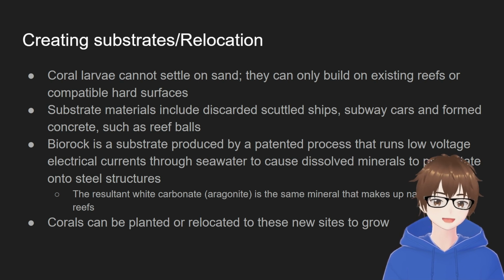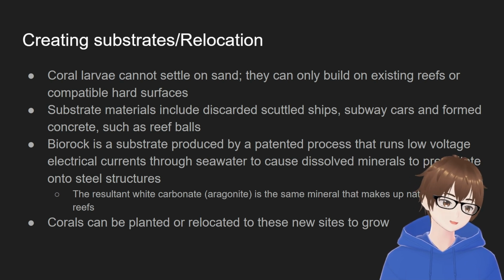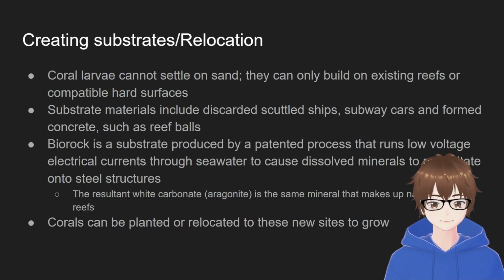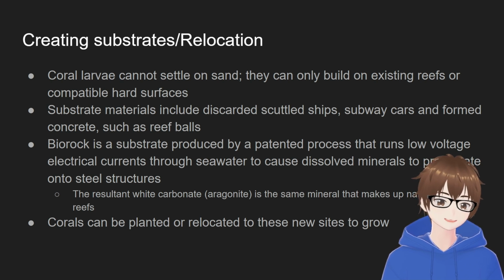Then there's also biorock, which is a substrate produced by a patented process that runs a low voltage electrical current through seawater, which causes dissolved minerals to precipitate onto steel structures. This results in white carbonate or aragonite, which is the same material that makes up natural coral reefs. This white carbonate attaches to the steel structures, which makes it easier for the coral to grow on. Corals can then be planted or relocated to these new sites.